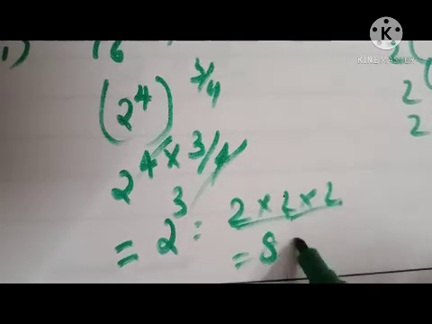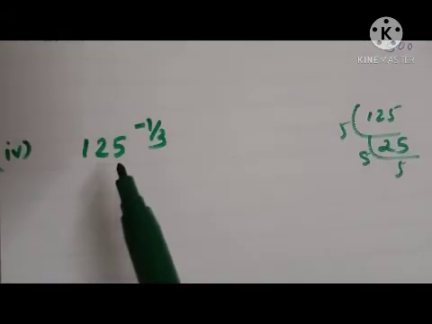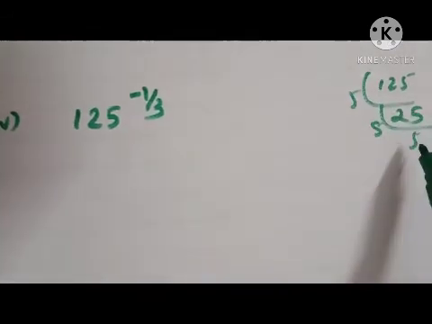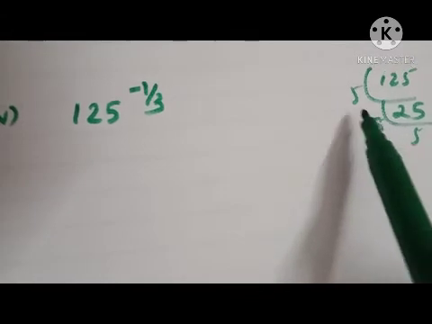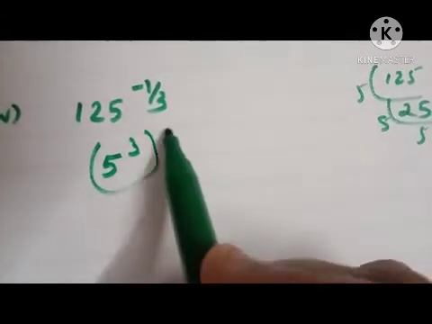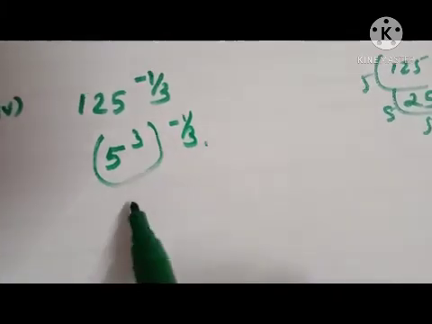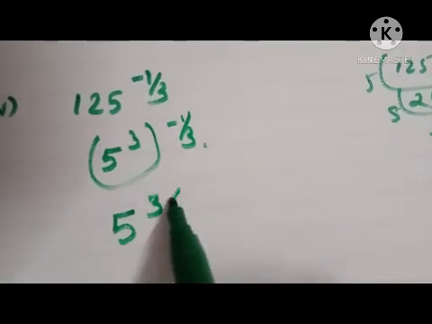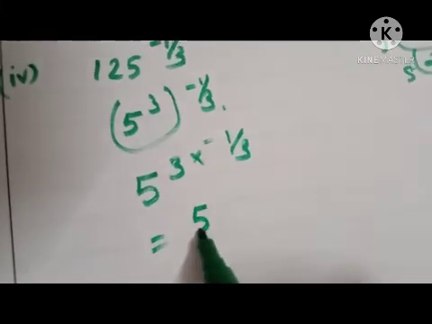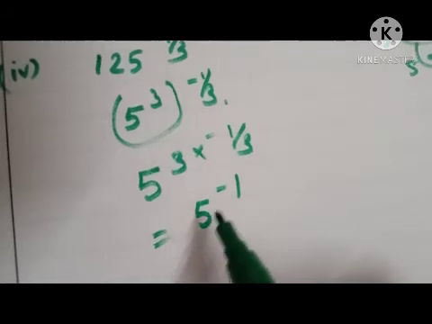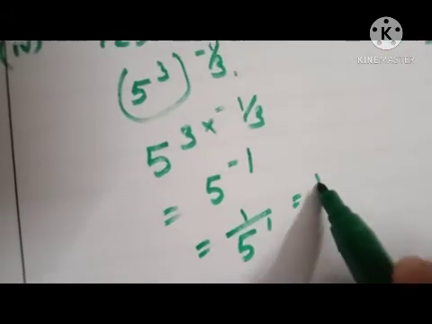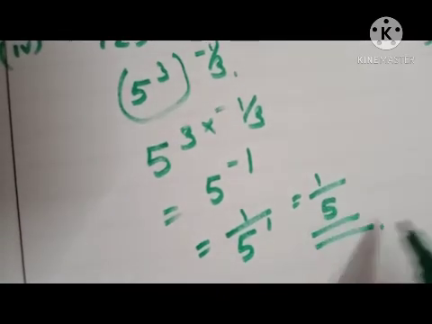2 into 2 into 2 equals 2 into 2 is 4, 4 into 2 is 8. Next sub question is 125 raised to negative 1 by 3. So here we have to do the prime factorization. Then we will get 5 raised to 3. So we can substitute that here. 5 raised to 3 whole raised to negative 1 by 3. So 5 raised to 3 into negative 1 by 3 equals 5 raised to negative 1. 5 raised to negative 1 means 1 by 5 raised to 1, equal to 1 by 5.